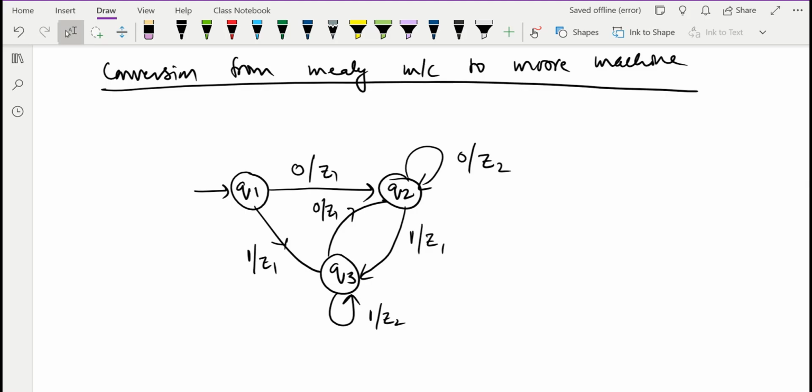Now we will see conversion from Mealy machine to Moore machine. You can see this finite automata and this is a Mealy machine. How to know that? The outputs Z1, Z2 are associated with the inputs 0 and 1, so the outputs are not associated with the states. So this is a Mealy machine. I have to convert this Mealy machine to a Moore machine.